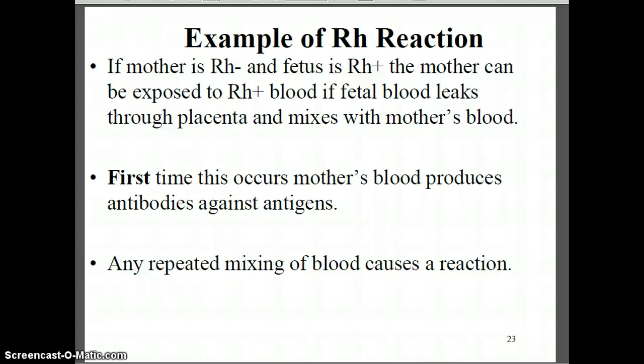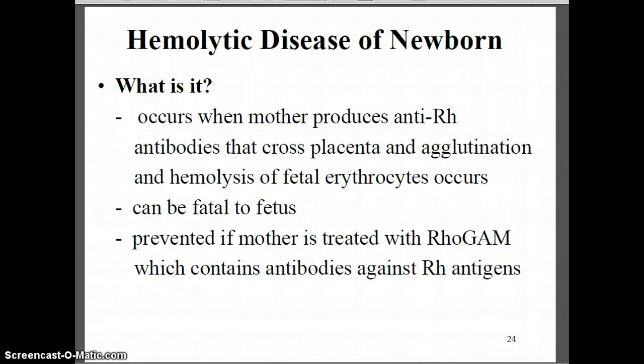And the first time, because it takes some time for antibodies to form, the mother's blood will produce antibodies, but will probably not adversely affect the fetus or the child being born. But in subsequent births, the immune system has a memory, and so this reaction can occur very quickly and cause an adverse reaction. And it can cause hemolytic disease of the newborn, which could be fatal to the fetus. There's a drug called RhoGAM, which contains antibodies against the Rh antigen, which can be injected into the mother to help to alleviate this response.